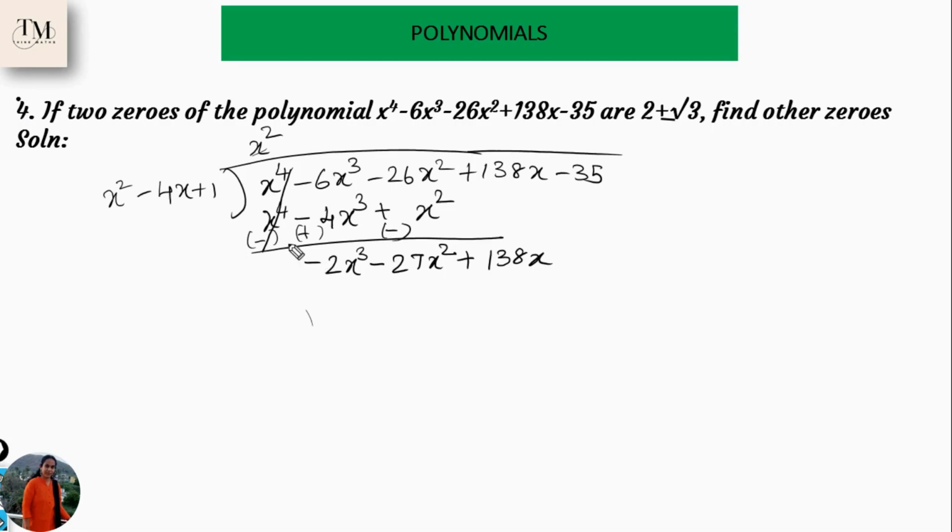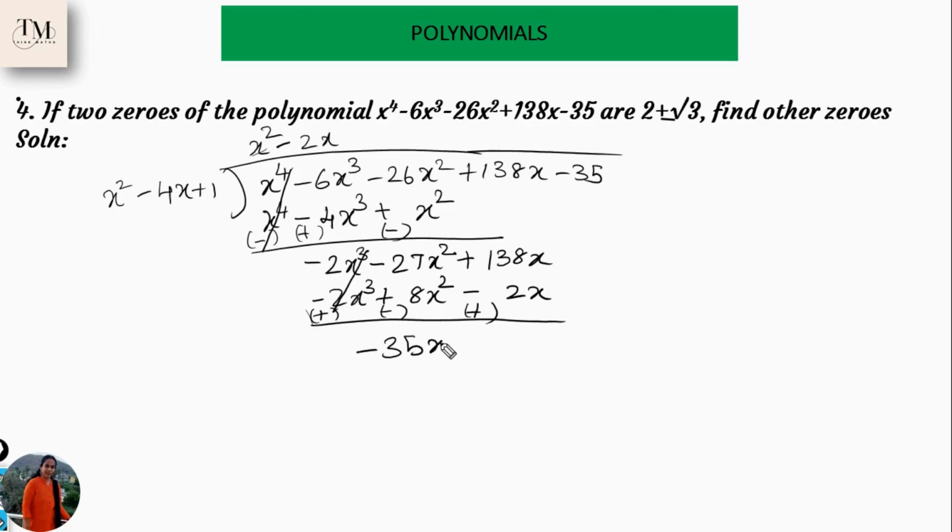So in order to get minus 2x cube, we have to multiply x square by minus 2x. So minus 2x. What happens? This becomes minus 2x cube. Minus 4 into minus 2x is minus 4 into minus 2 is plus 8, x into x is x square. 1 into minus 2x is minus 2x. So subtracting, this will become plus and minus, and this is plus. Okay, so this gets cancelled. So minus 27 and minus 8 is minus 35x square. And 138 plus 2 is 140x minus 35.